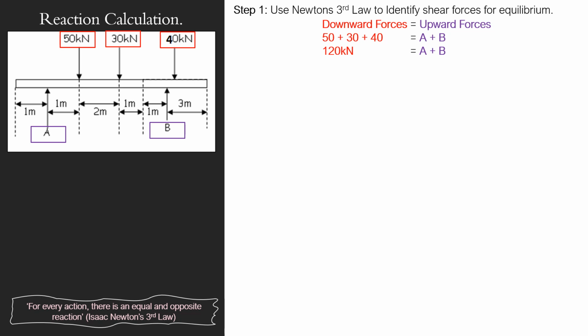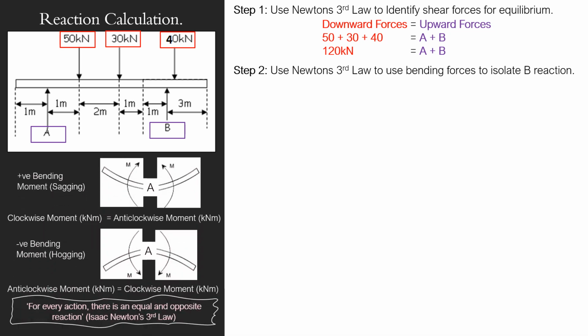So we're trying to work out A and B. We're trying to work out what the minimum requirement is for the columns, so that they don't get crushed by the downward forces. That's it really. So we can't work them out because we haven't got B or A in isolation. So what we do is we use what we call bending forces, bending moments.